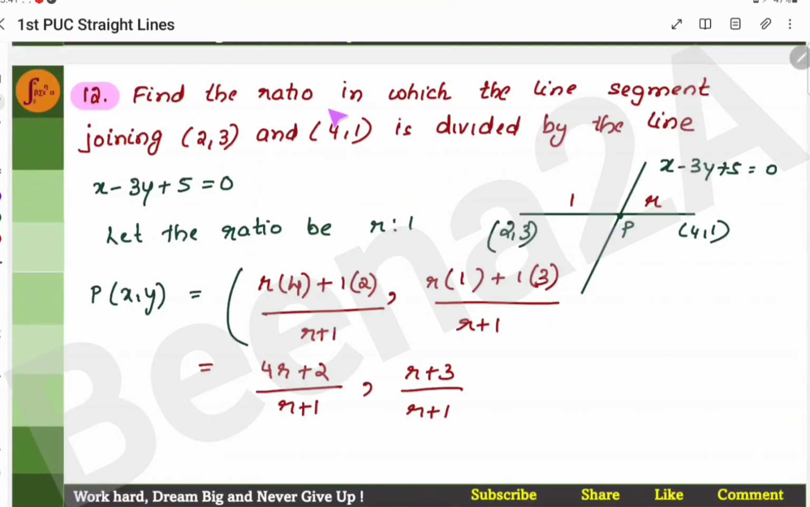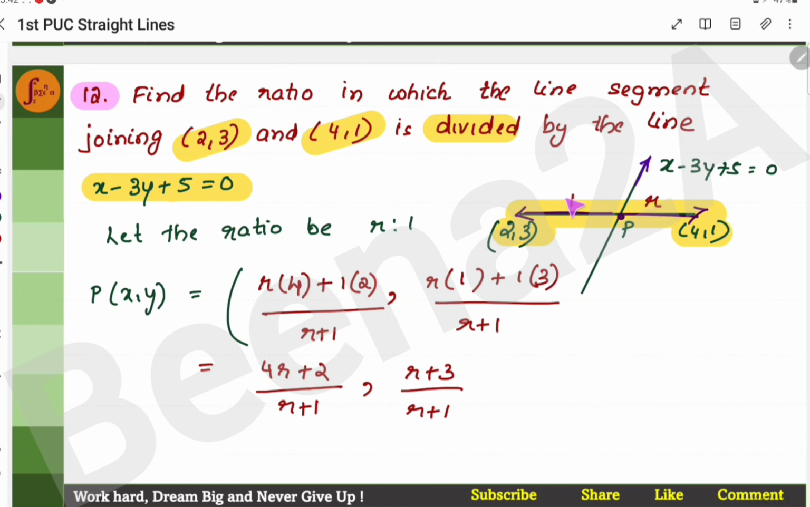Another similar one. Find the ratio in which the line segment joining 2, 3 and 4, 1 is divided by the line. So here they've given a line which is joining 2 points, 2, 3 and 4, 1, and it is divided by another line, and that line's equation is given. This is another line which is dividing this particular line at some point P. And the ratio of this portion and this portion we'll have to find out.